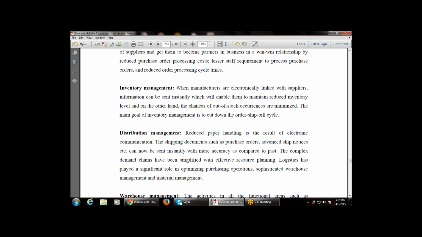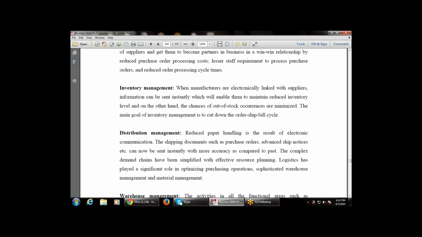The shipping documents such as purchase orders, advance ship notices, etc. can now be sent instantly with more accuracy as compared to the past. Why? Because now everything is done online, everything is done electronically. So shipping documents, purchase documents, and any notices can be sent electronically or instantly with more accuracy, as compared to the past that used simple paper usage.